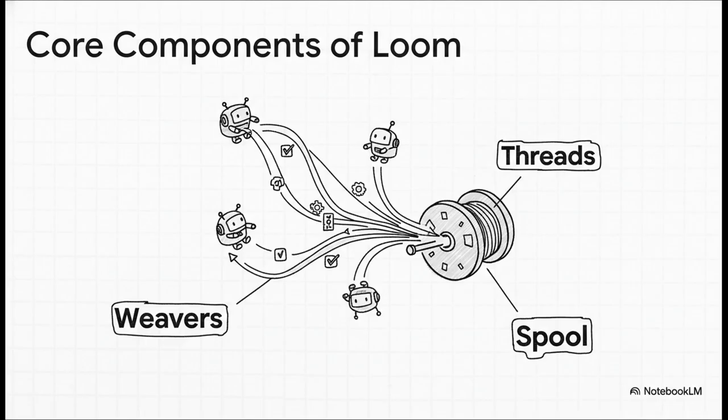And finally, you have the spool. Think of it like Git, but completely reimagined for machines, not people. It's optimized for agents to collaborate at just insane speed.